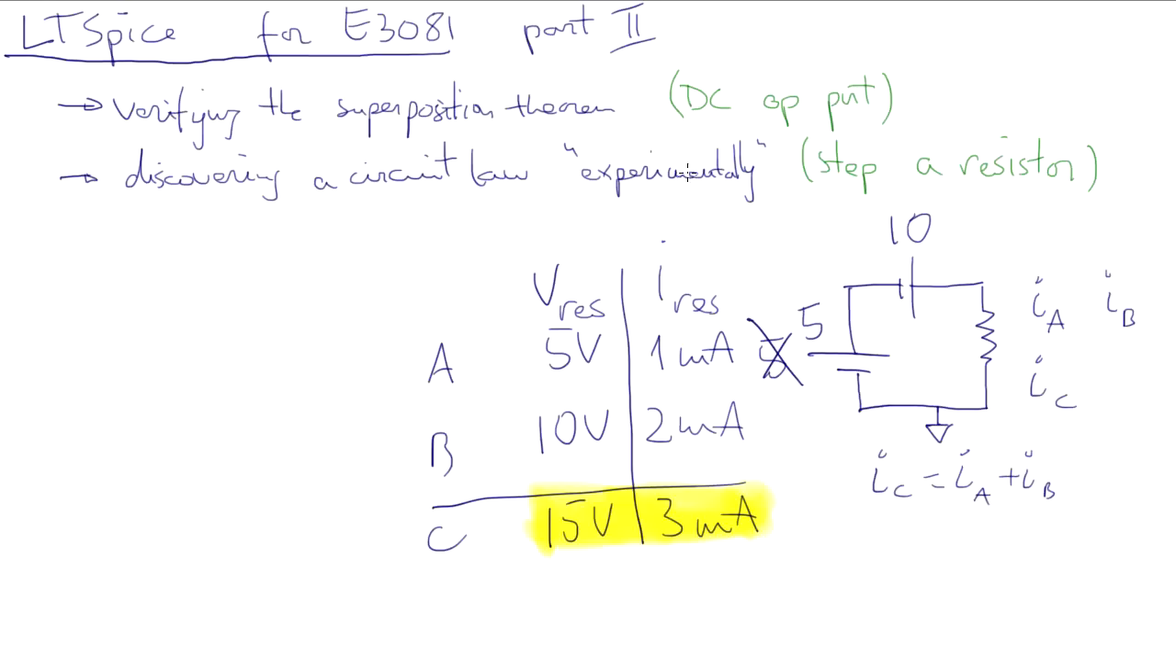Now to move on to the second part, we wish to discover a circuit law experimentally. What we're referring to, of course, is, say we have a voltage source that has its own series resistance, and we put in a power consumer, let's say a light bulb or a heater or something like that.